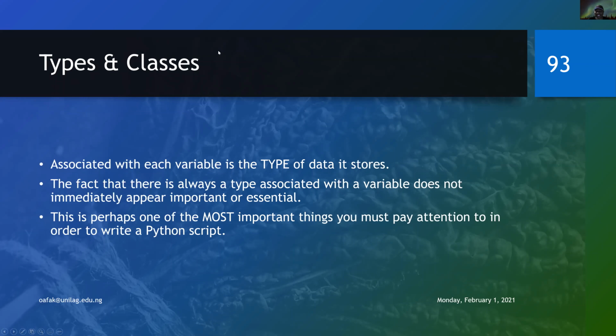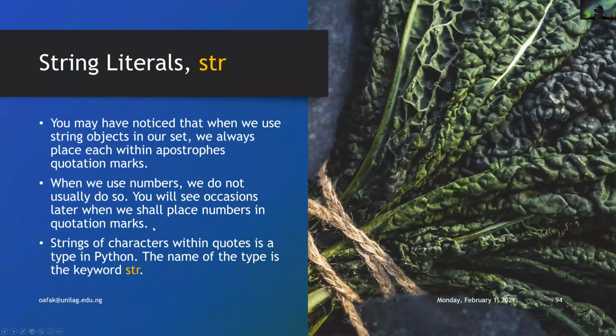For instance, string literals, which is called str, we've already seen. You may have noticed that when we use string objects in our set, we always place each within apostrophes, quotation marks. When we use numbers, we do not usually do so. You will see occasions later when we can place numbers in quotation marks. But once we do that, it's no longer a number, it's a string. Strings of characters within quotes is a type in Python. The name of the type is the keyword str, string. That is a string literal.